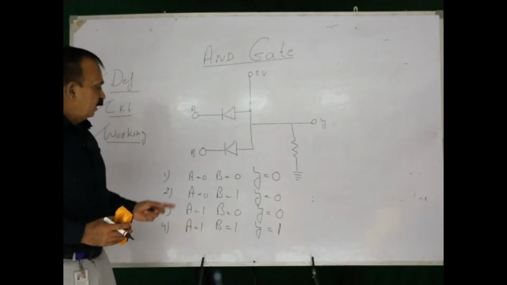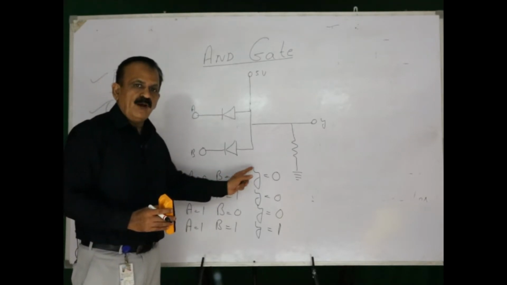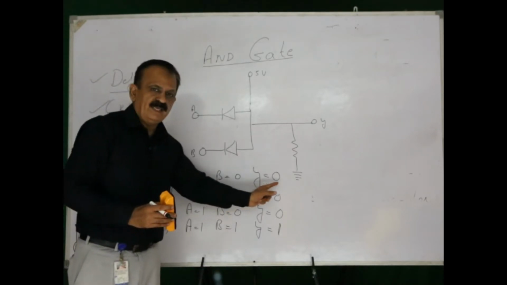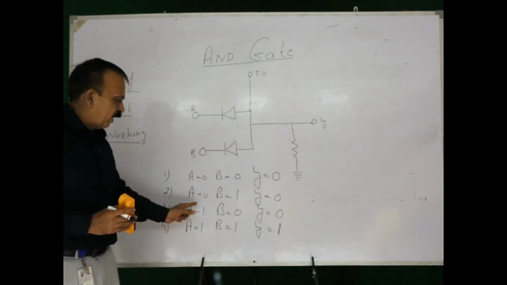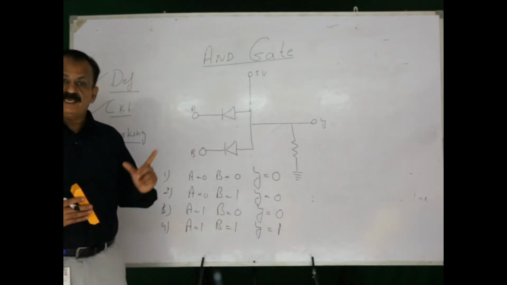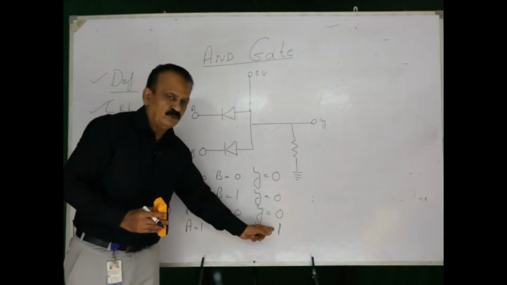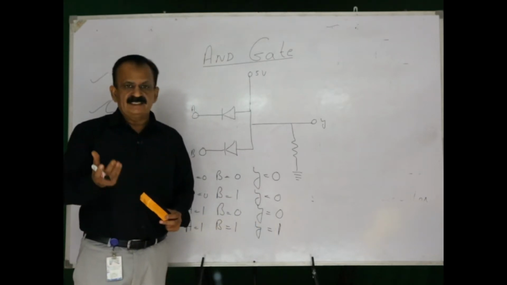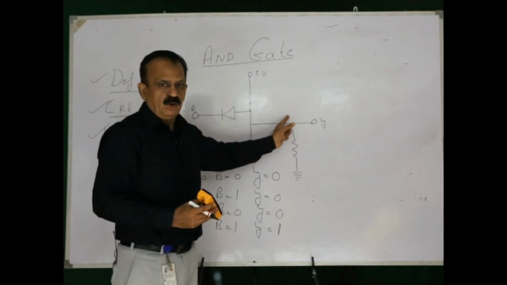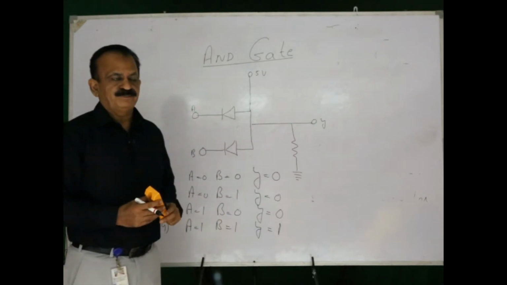and so Y is going to be 1. Now, A0 B0, Y will be 0. A0 B1, Y is going to be 0, and A1 and B0, Y is going to be 0, but when both A and B are 1, the output is going to be high. As in the definition I said, the output will be high when all the inputs will be high.